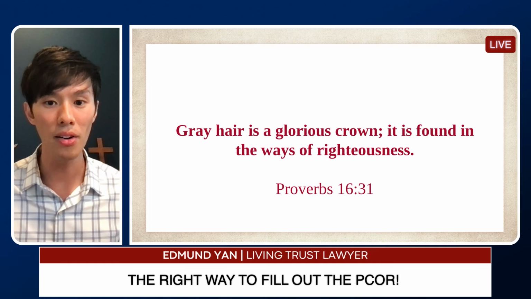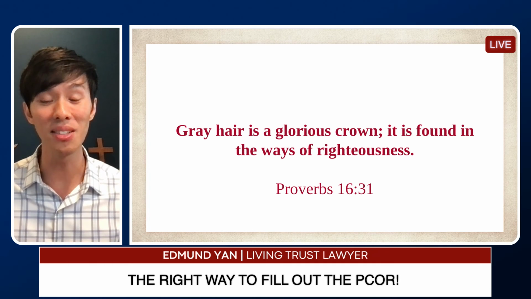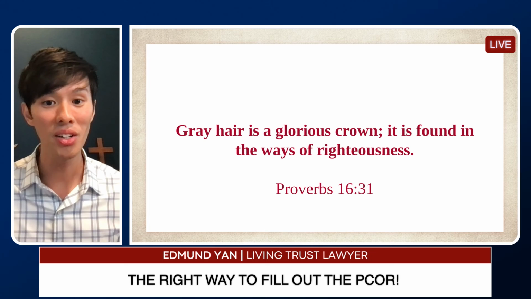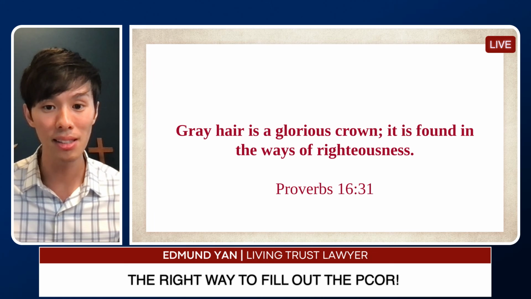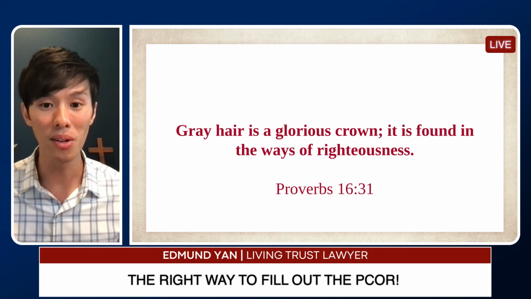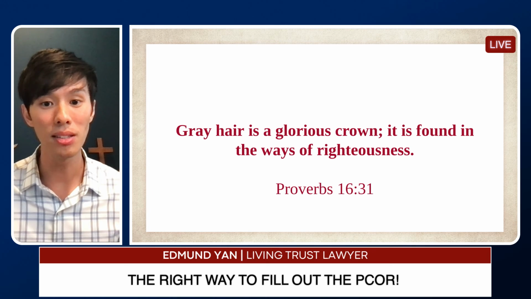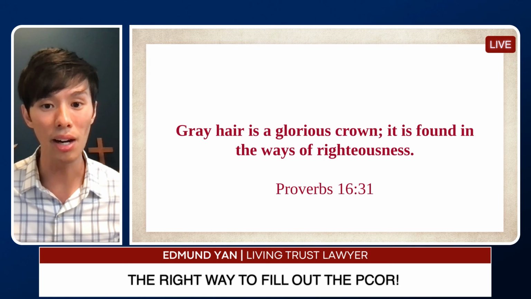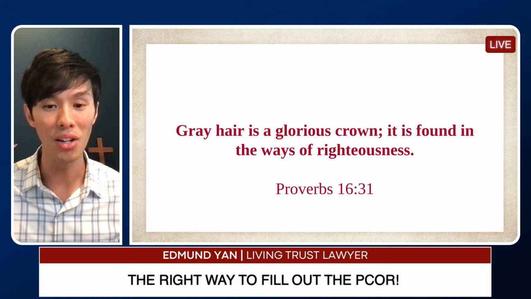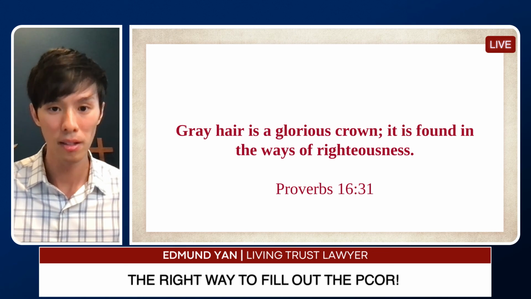Proverbs 16 says, gray hair is a glorious crown. It is found in the ways of righteousness. I want to encourage you guys to pursue righteousness. Righteousness only comes by our Lord Jesus Christ. He sets the standards. He knows truly what's right and wrong, and he really wants to guide you. He wants to give you that glorious crown, that wisdom that only comes from God. I encourage you guys to read the Bible, receive Christ as your Lord and Savior, and he's going to direct your paths. He's going to show you exactly what to do with your children's inheritance.